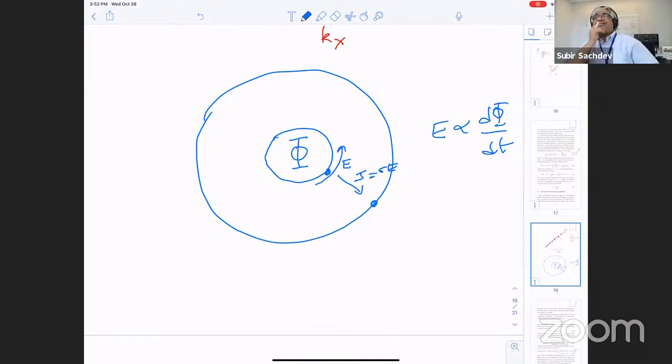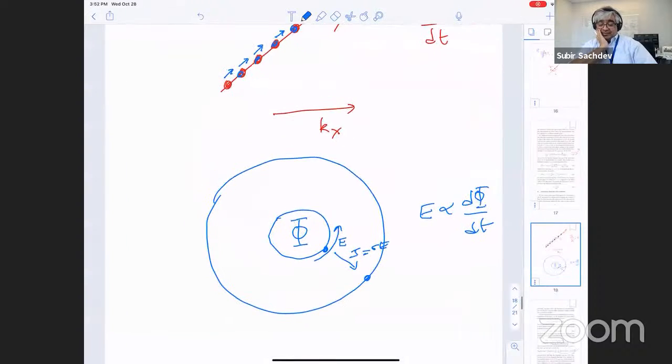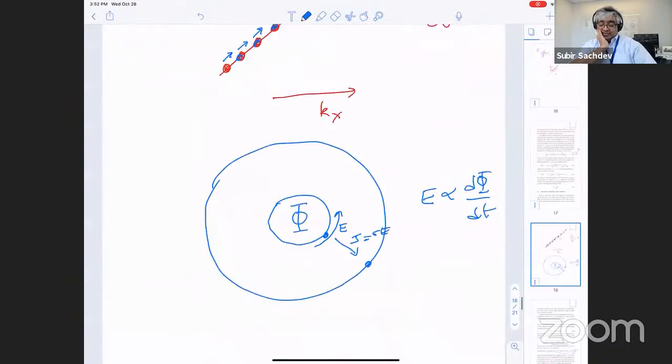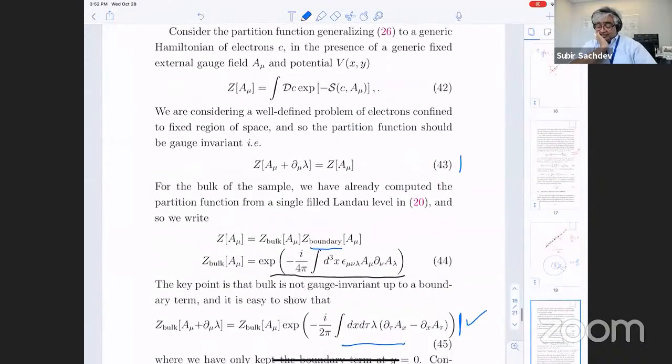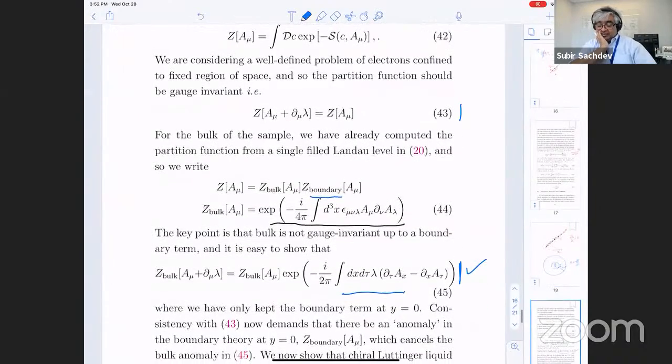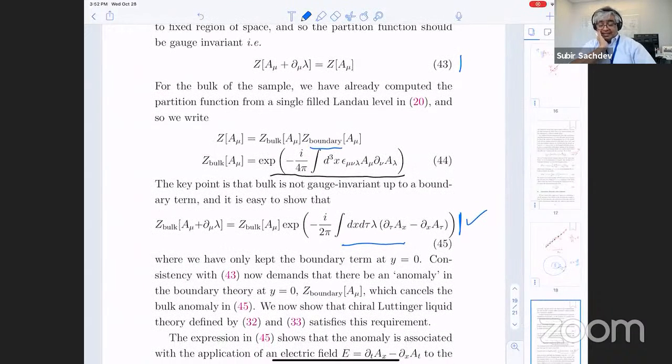Okay. All right, so that's many different physical and formal ways of seeing that these fancy anomalies are just very simple physical consequences of having a Hall conductivity with a gap in the bulk. And this boundary theory is not really gauge invariant, and the bulk theory is not gauge invariant, but in a way that the two just map onto each other.